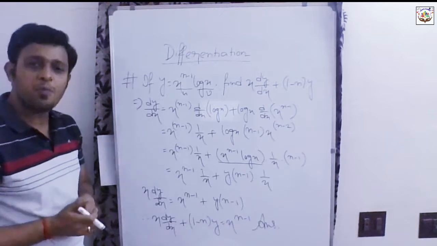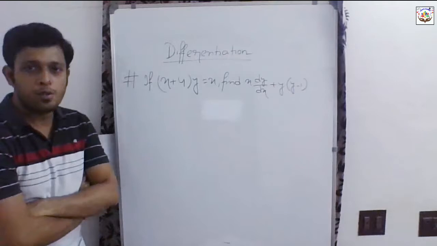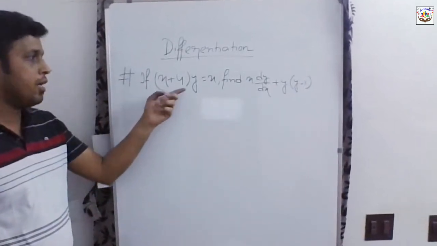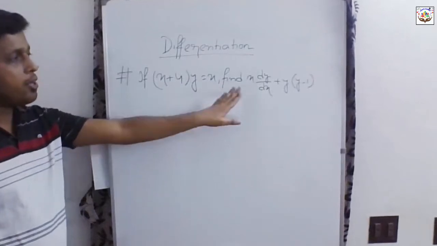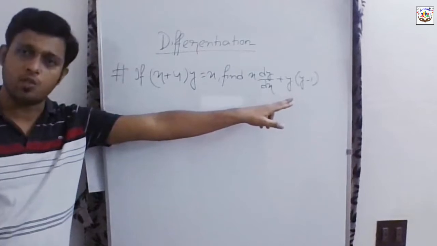I hope you have understood the problem. Okay, so let's move on to the next problem. So in this problem, we have, if x plus 4 into y equals x, then we need to find the value of x dy dx plus y into y minus 1.